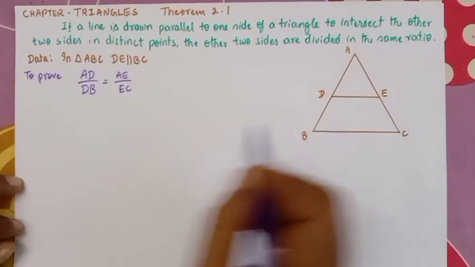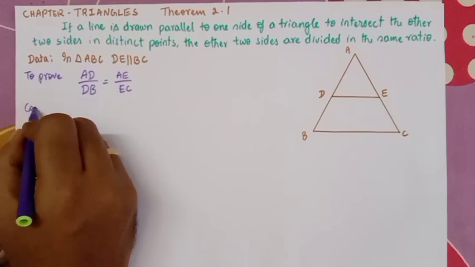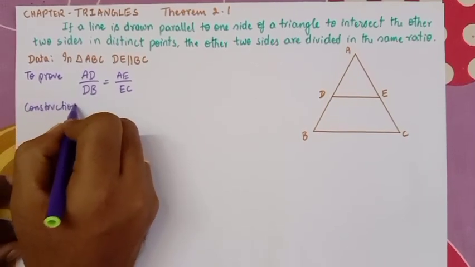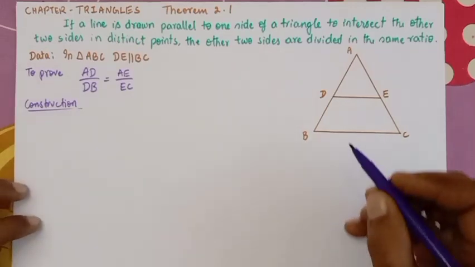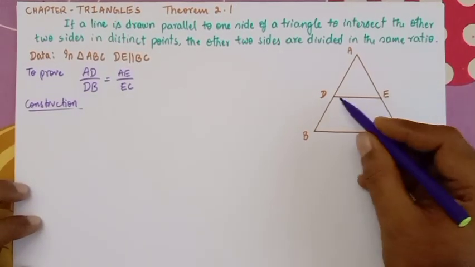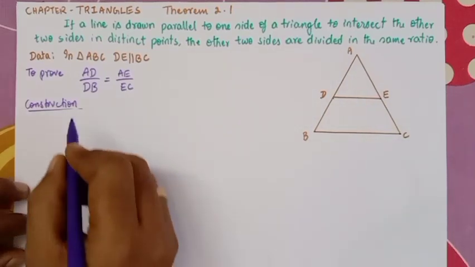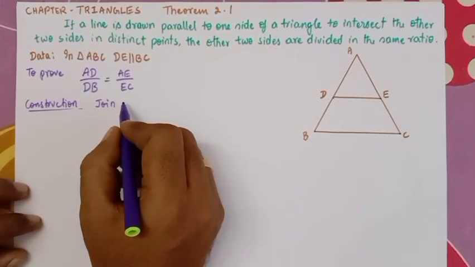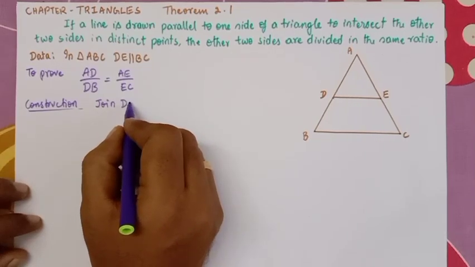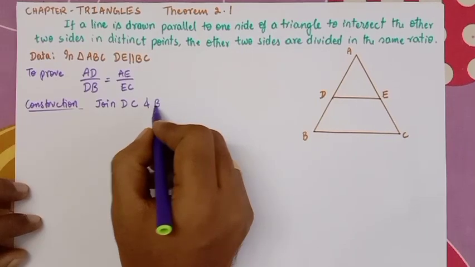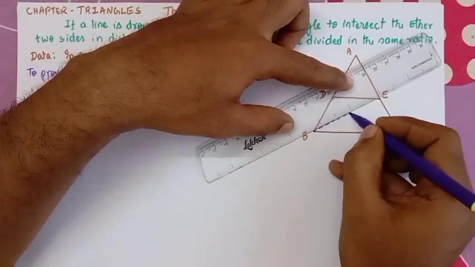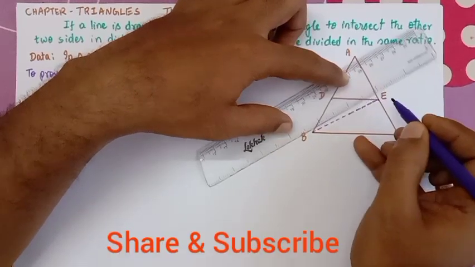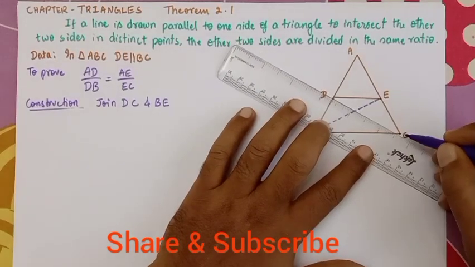Next, to prove this, we have to make certain constructions. Let us make some construction. Here, what I am going to do is join DC and BE. So I will be joining these two lines here. These two points are joined, and then afterwards I will be joining DC too.